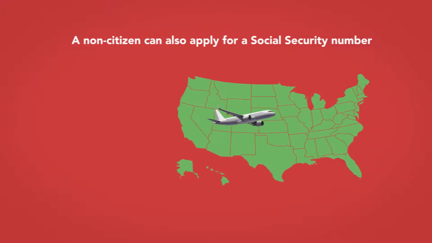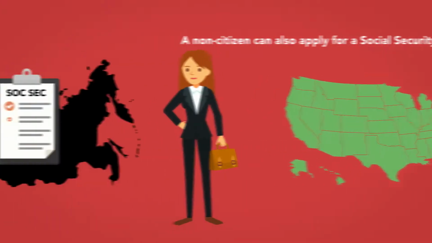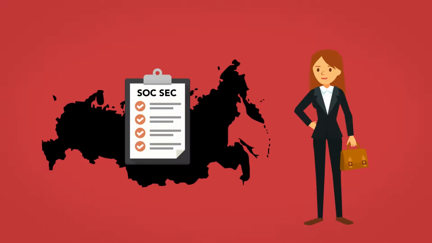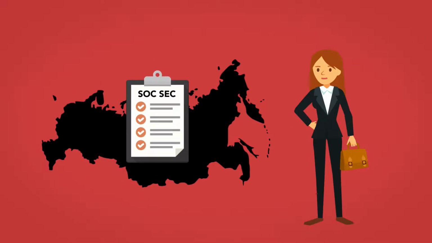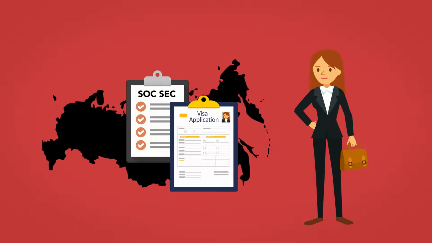A non-citizen can also apply for a Social Security number. She can do so by applying in her home country before immigrating to the United States. An application for a Social Security card is typically accompanied by, or preceded by, an application for an immigrant visa.